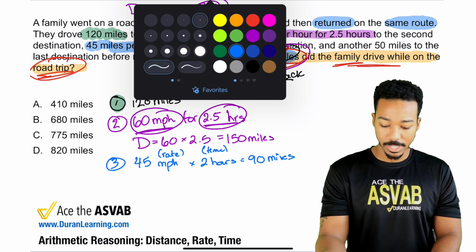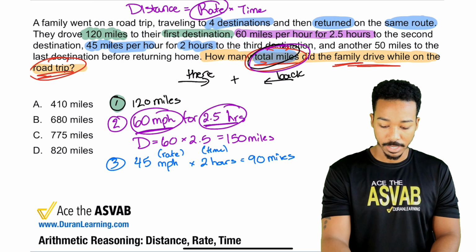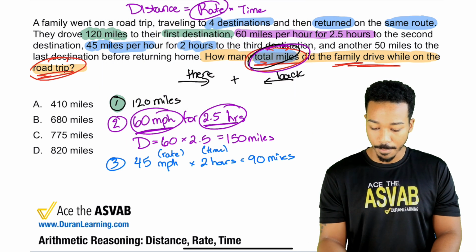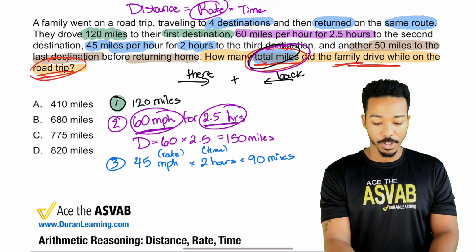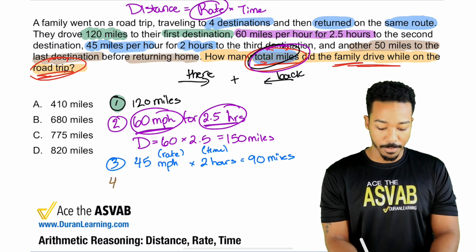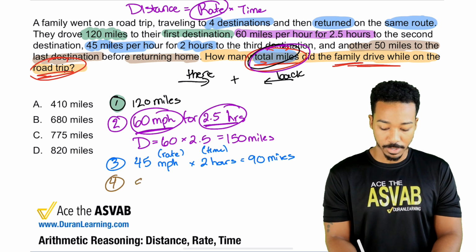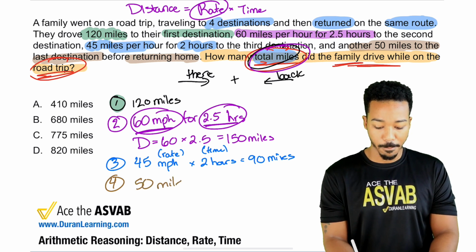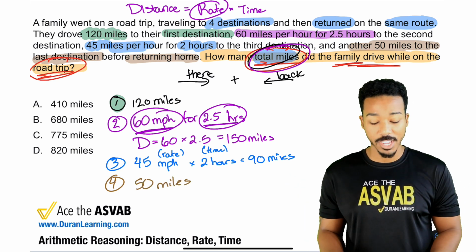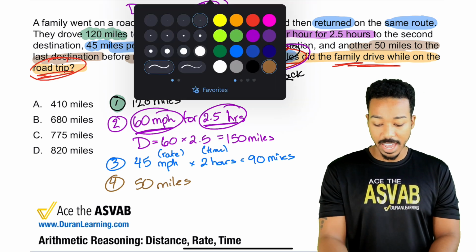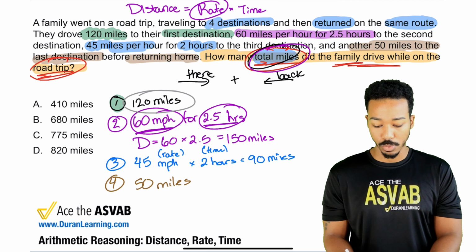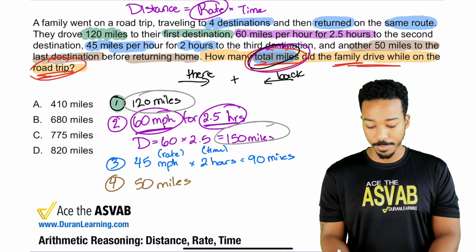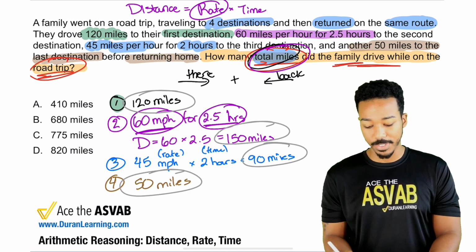And then lastly, let's go ahead and grab brown here. For the last one here, another 50 miles to the last destination before returning home. So that's going to be very important there. Before, it just says 50 miles. They give you the distance, and so you can feel pretty good about that. And you're set. So now we're just going to add everything together, and we're done. We see that for that first stop, 120 miles, then 150, then 90, and then 50 again.